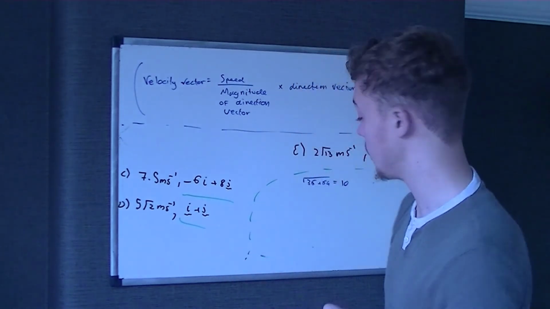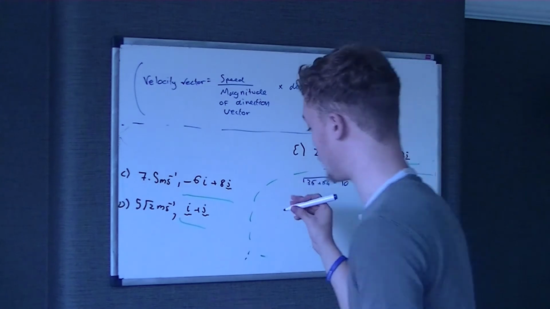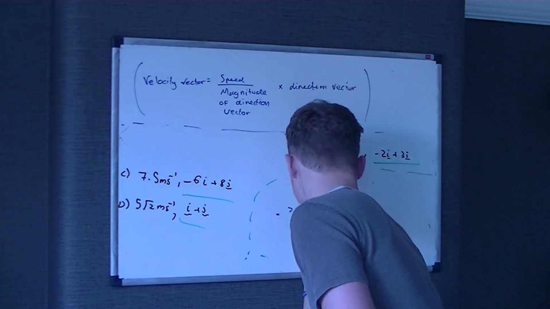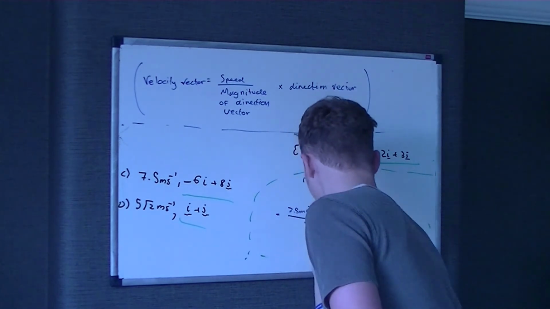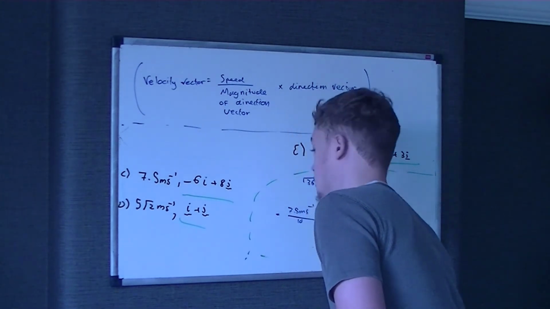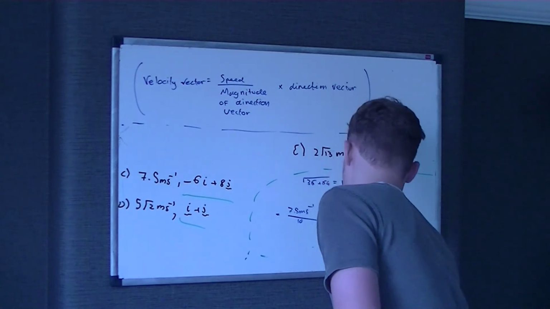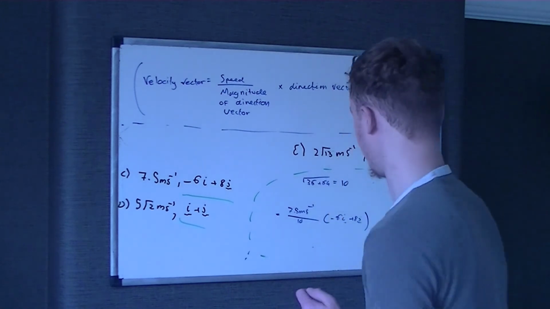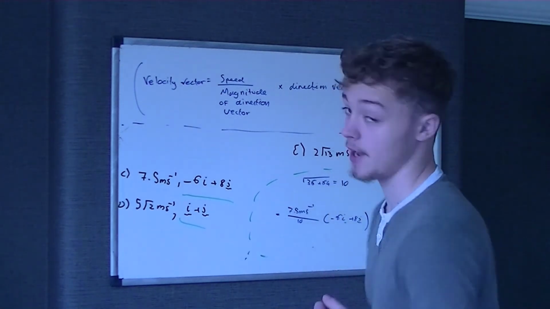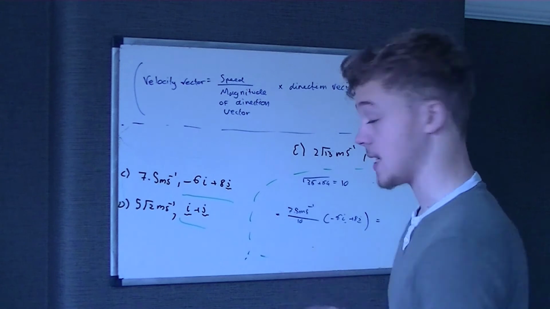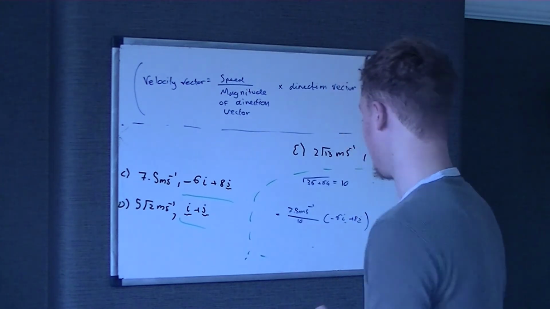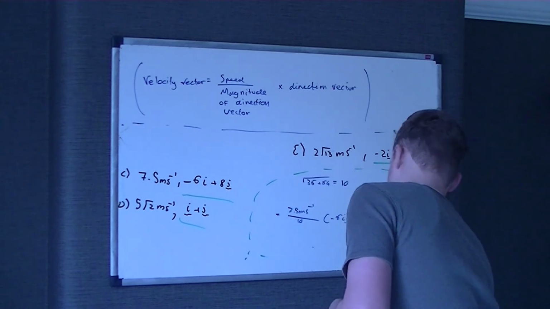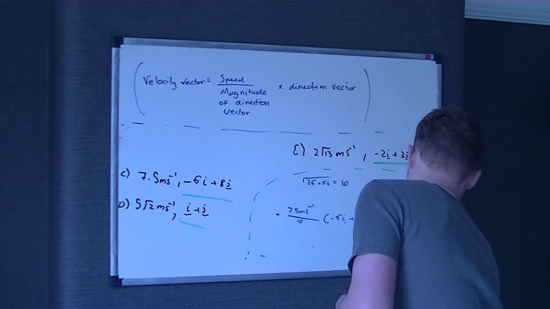So therefore what you do is apply it to the formula above. So it's the speed, which is 7.5 meters per second, over 10 times minus 6i plus 8j. Now you could write that as 0.75 times minus 6i plus 8j. I'm going to leave it as 3/4, so keep it as a fraction, times minus 6i plus 8j.